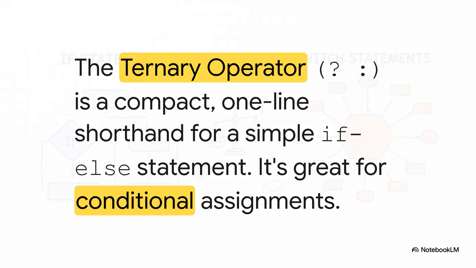For those really simple this or that decisions, there's an even shorter way to do it, the ternary operator. It lets you write a whole if-else statement on one single elegant line. Like, imagine setting a user status. Status equals is logged in ? online : offline. See, super clean for simple assignments. Just be careful. If you start nesting them, they become an unreadable nightmare fast.